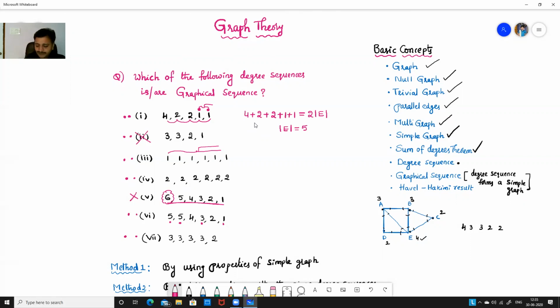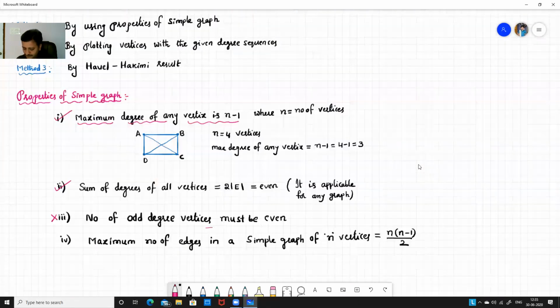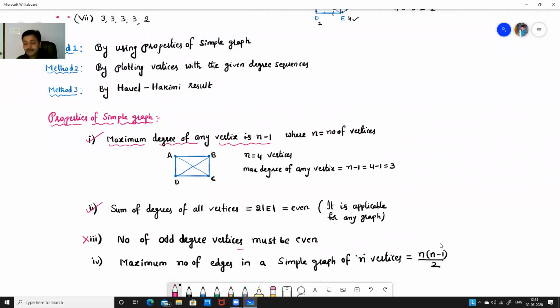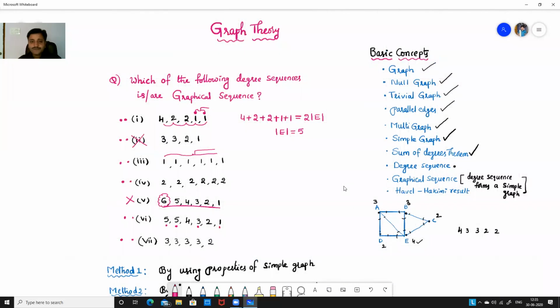But in 5 vertices, maximum how many edges will exist? N into n minus 1 by 2. So 5 into 5 minus 1 by 2, right? Which is nothing but 15 edges. So here we are having 5 edges. Therefore, we cannot eliminate this one. Okay.